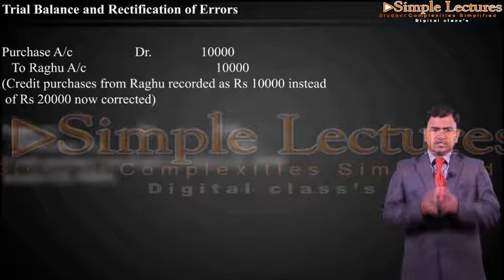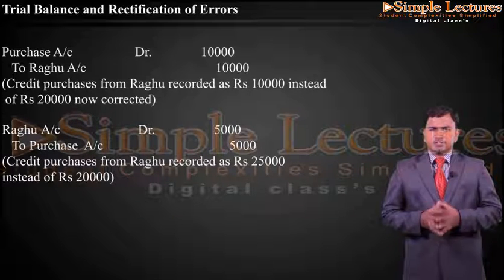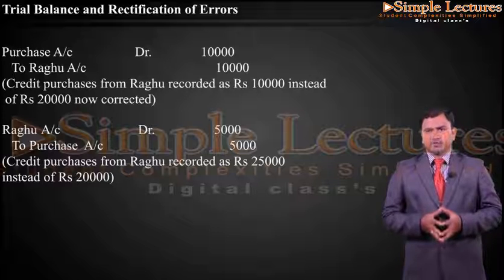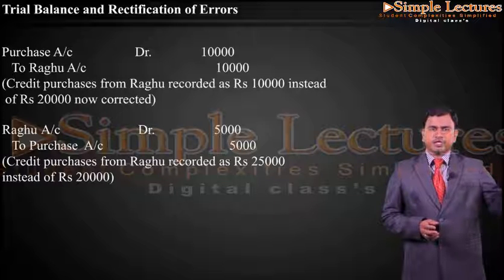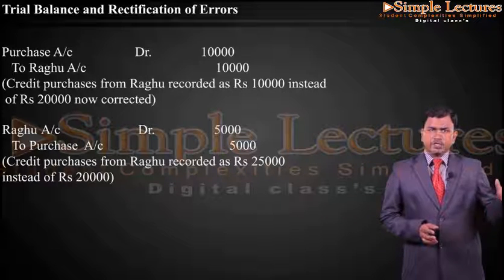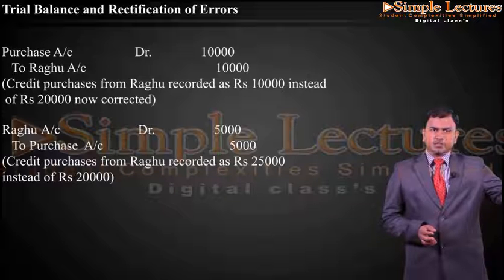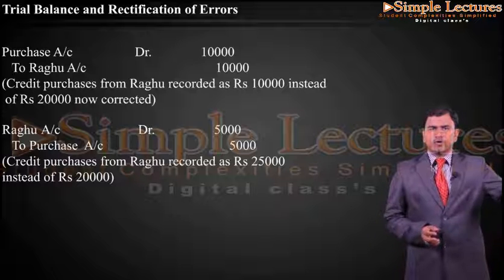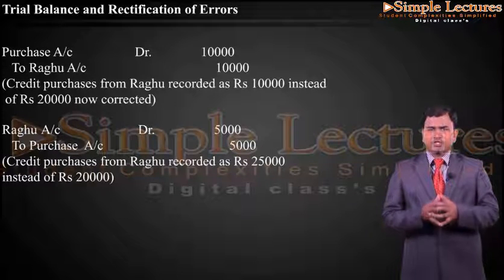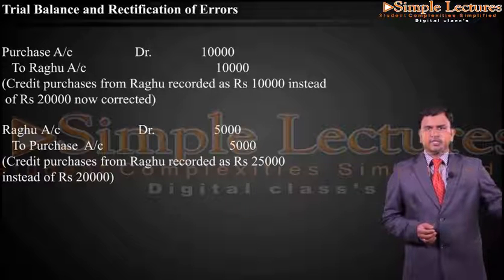Coming to case 3, again the credit purchases, if recorded as 25,000 instead of 20,000. So here an excess 5,000 was recorded to the account. For that we have to rectify the entry here. The entry will be Raghu account debit 5,000 to purchases account 5,000. So the narration will be: credit purchases from Raghu recorded as rupees 25,000 instead of 20,000, corrected now.